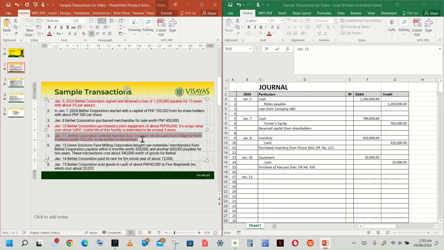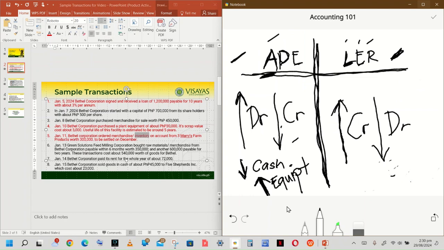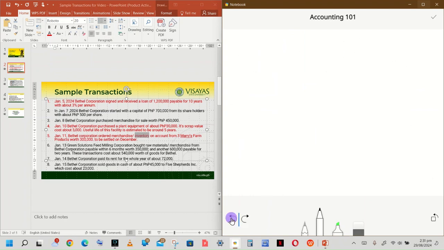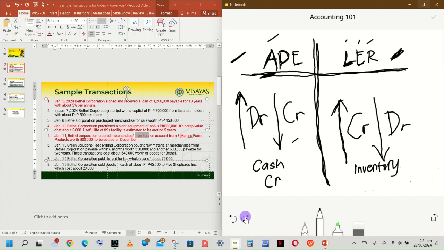Ano yung gagawin mo? First, you will have to analyze ano yung maapektuhan. So, umorder daw siya ng merchandise or inventory. Ano yung tataas dito? Of course, number 1 na magi-increase is si inventory. So, erase natin yung cash since walang involved na cash kasi inutang siya. So, yung mag-i-increase sa inventory, again, under this column, kasi inventory is under asset. Ano pa? On account, yung utang. So, ano yung utang? It's under liabilities. So, to be settled kailan? On December. So, current liability lang to. So, accounts payable lang to.